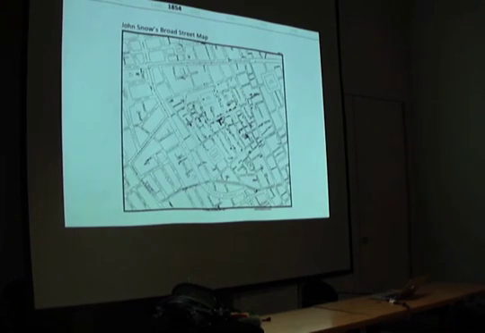So there's a few people in the room that have seen this map, so that's good because then you're going to find the story interesting. You're not going to have heard the story before.